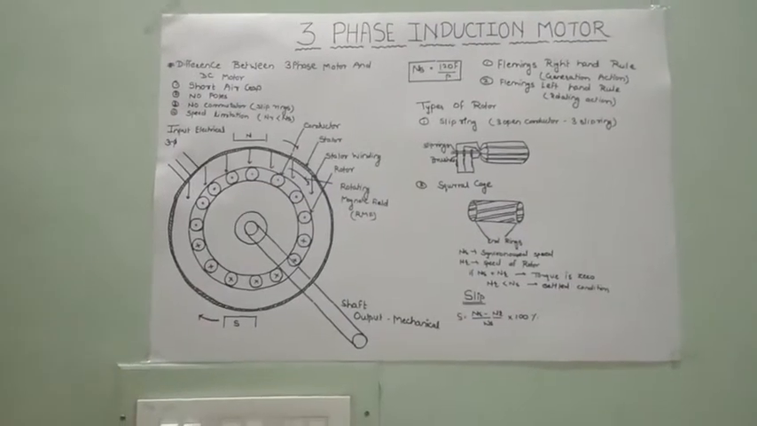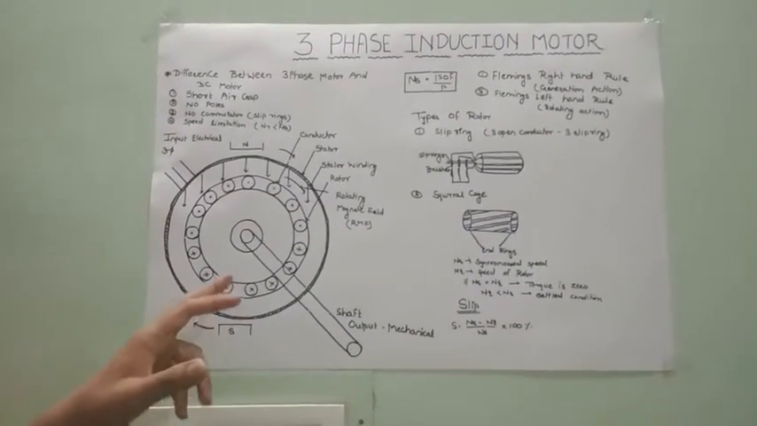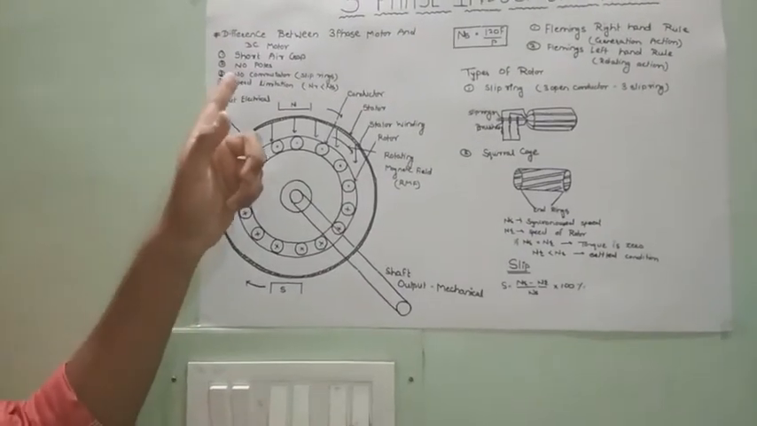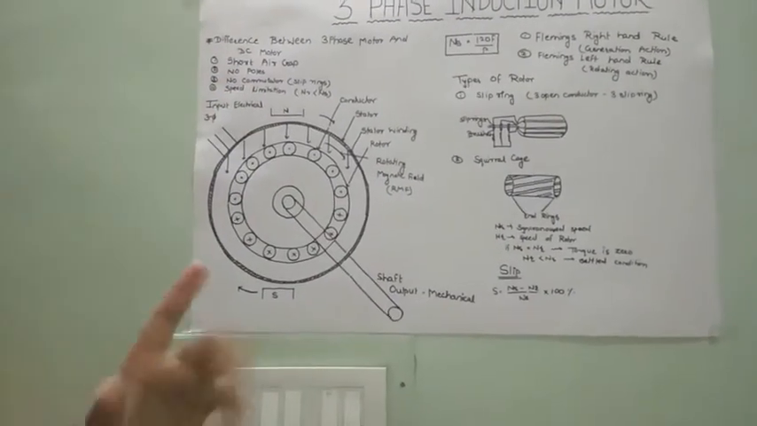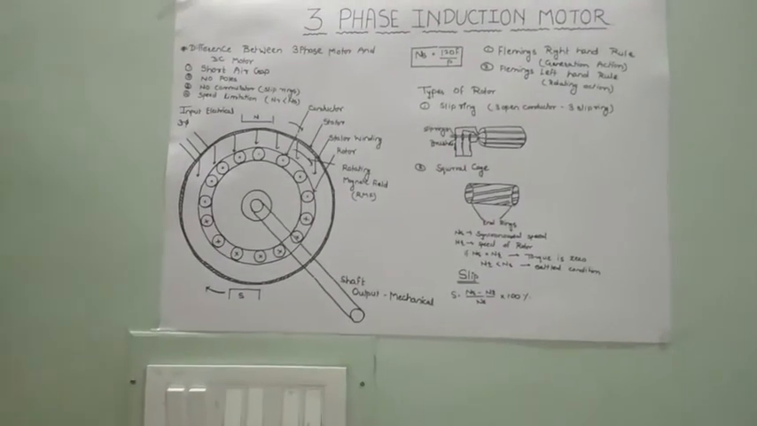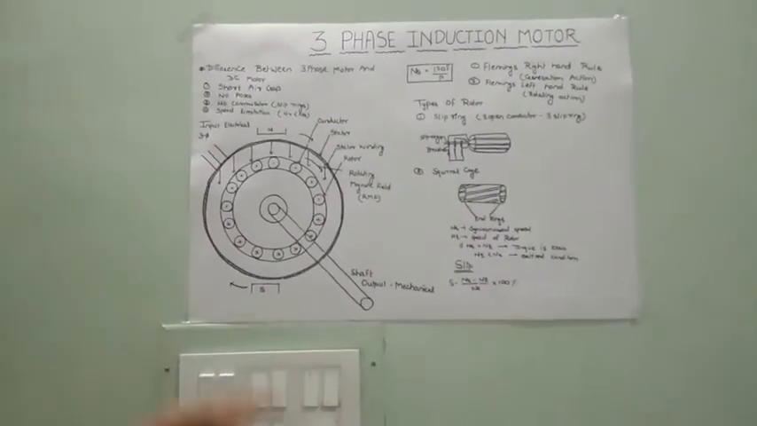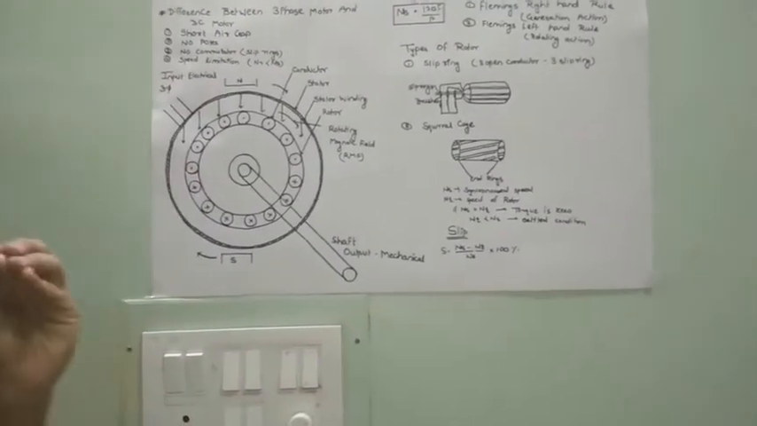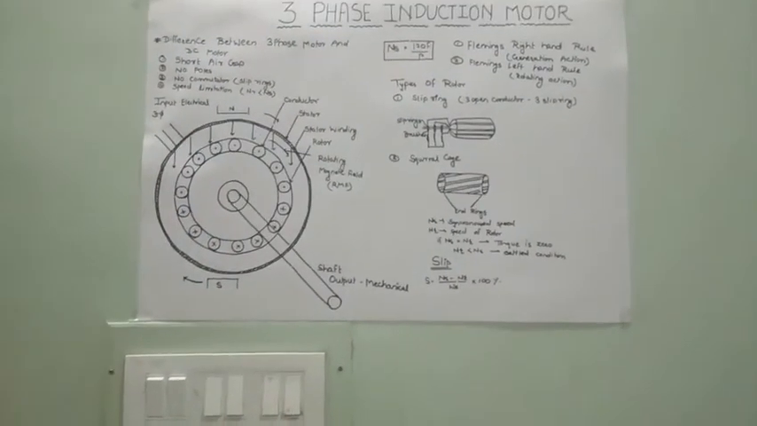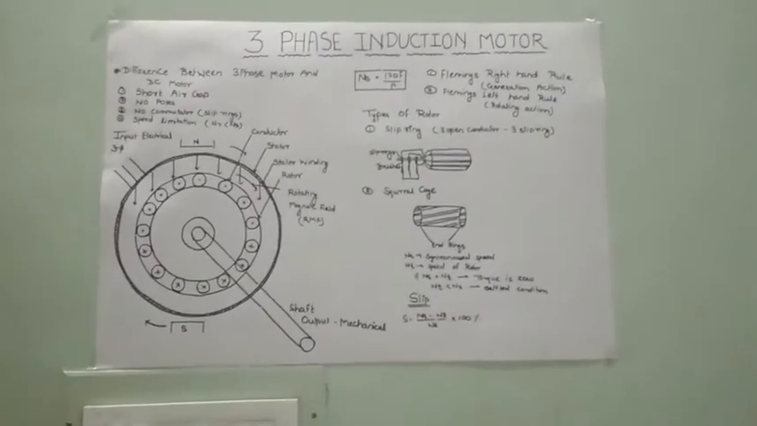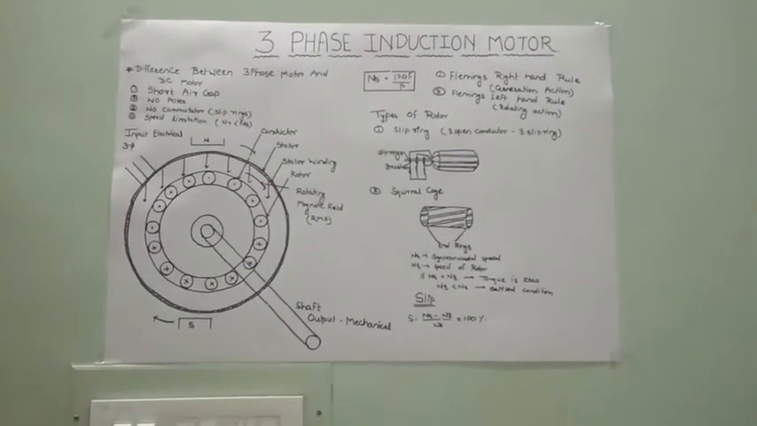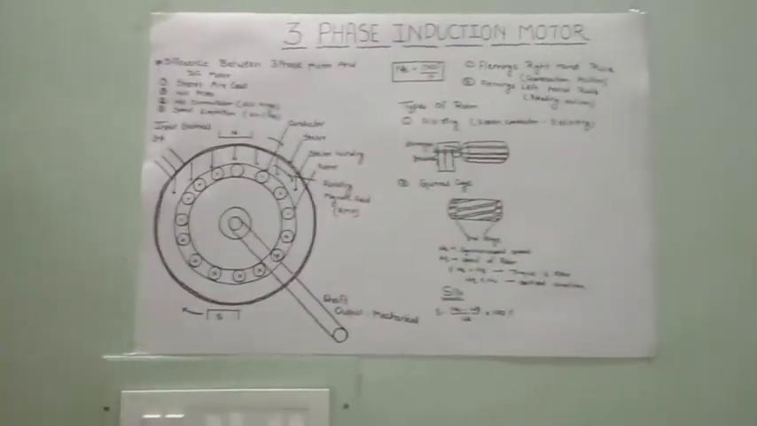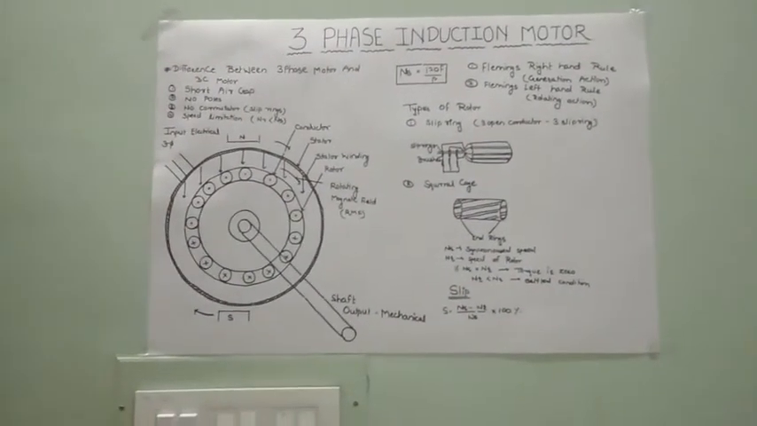Second one is no poles are present in the three-phase induction motor. Third one is there is absence of commutator in three-phase induction motor, and the last one is speed limitation. Three-phase induction motor has its own speed limitation, whereas the DC motor has no speed limitation. So now we will go towards the construction of three-phase induction motor.